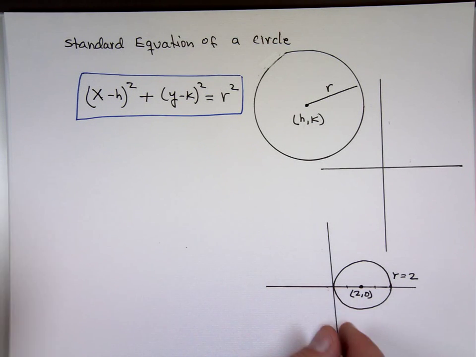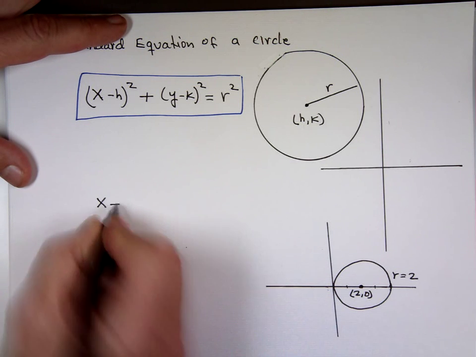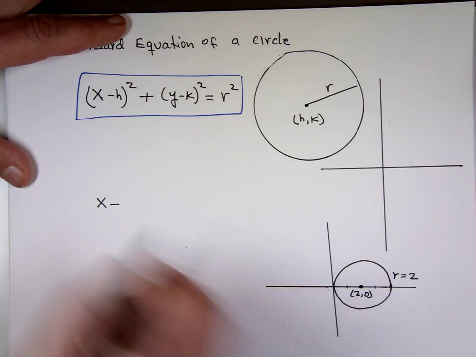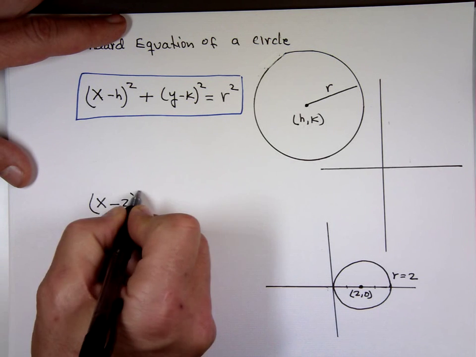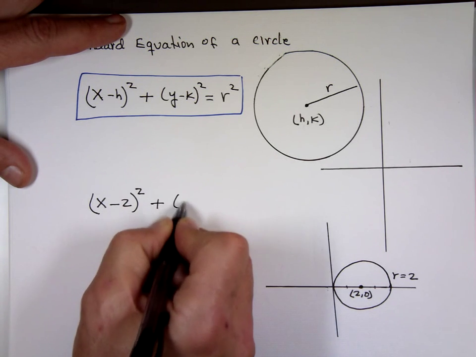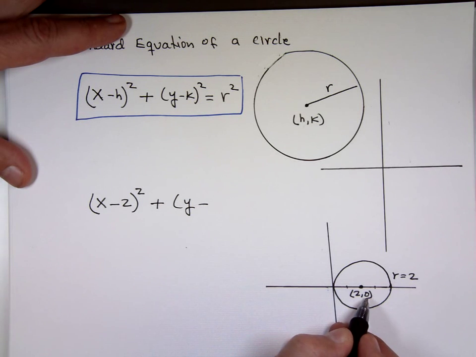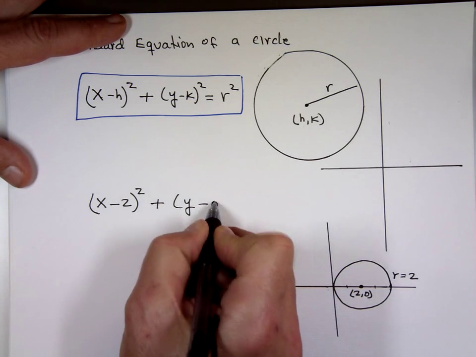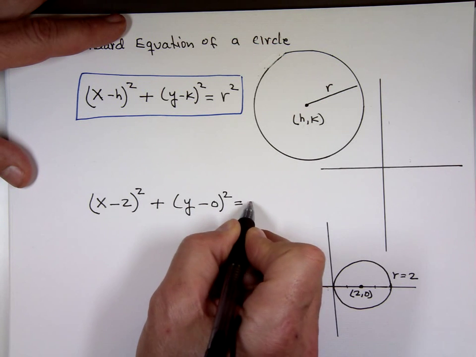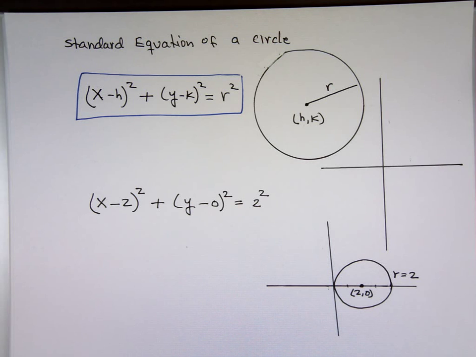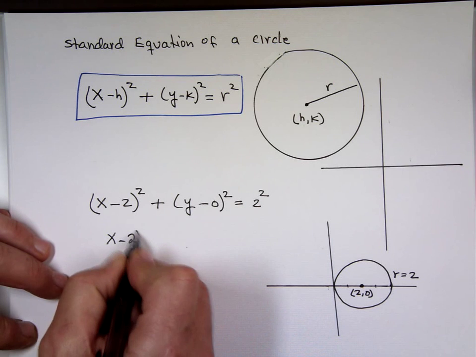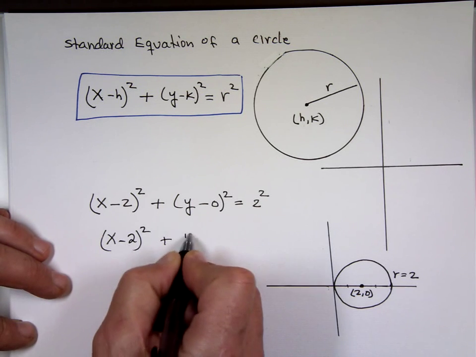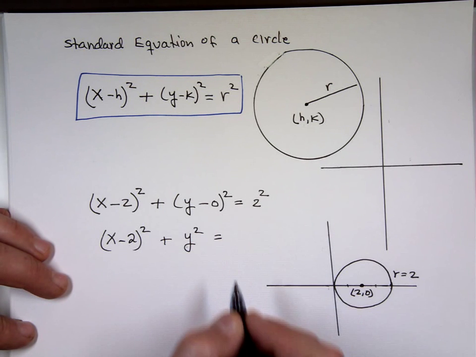So this circle will have an equation, (x minus h), h is the first number, (x minus 2) squared plus (y minus k), k is the second number, which is what? 0, squared equals what? 2 squared. That is the standard equation of a circle. So you'll have (x minus 2) squared plus y squared equals, what's 2 squared?